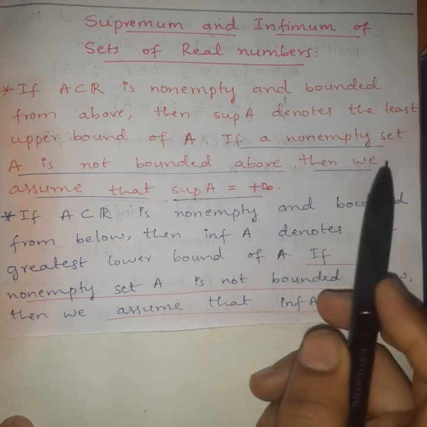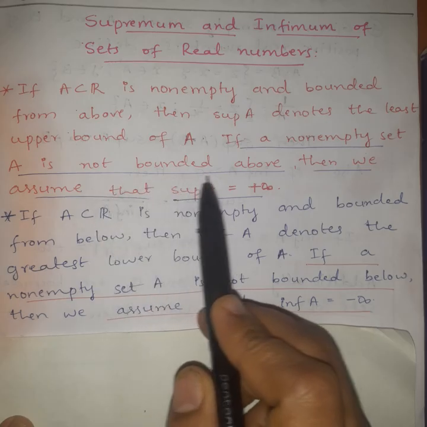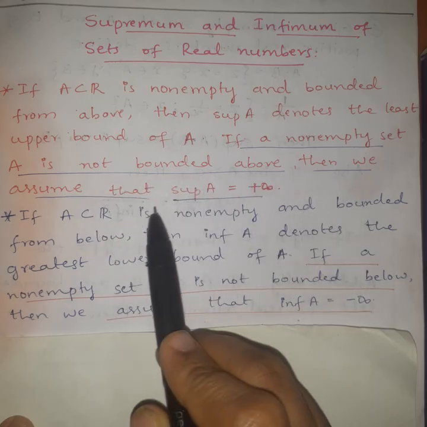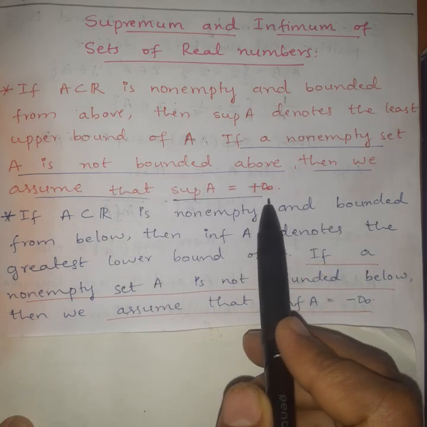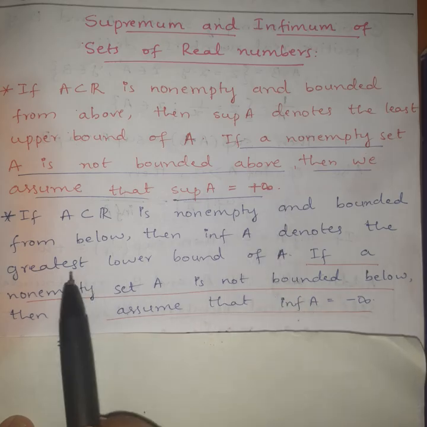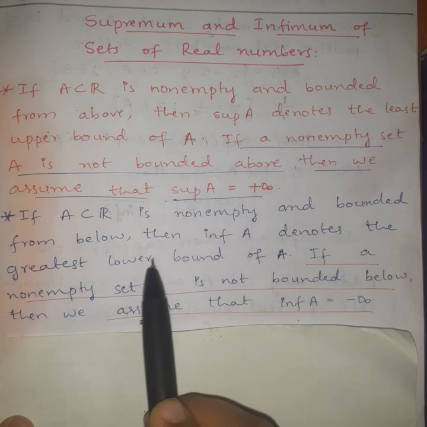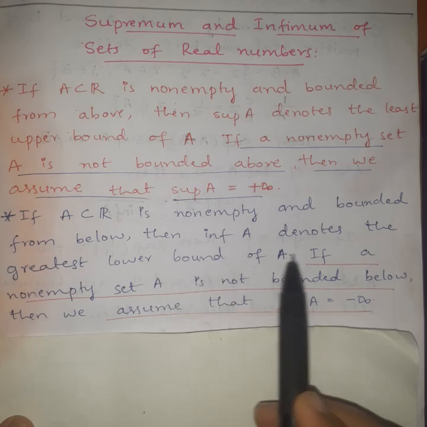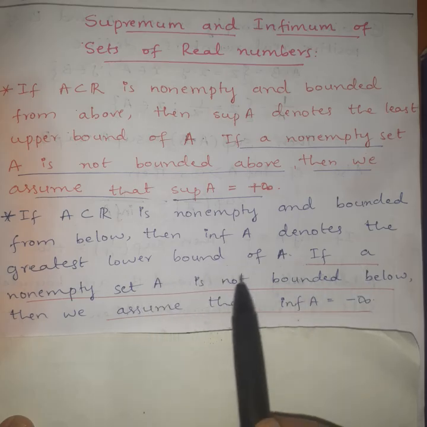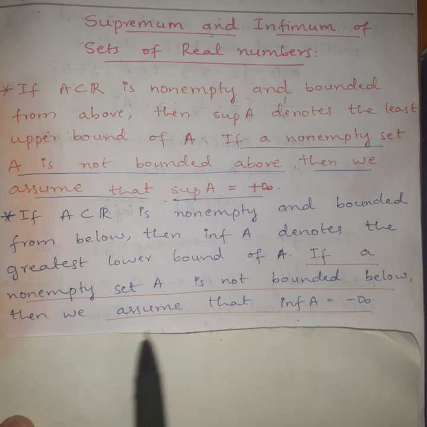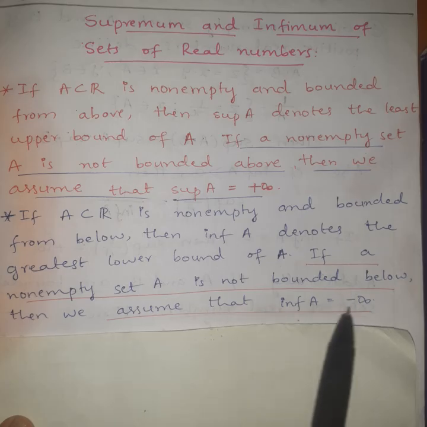If a non-empty set A is not bounded above, then we assume that supremum of A is plus infinity. If a subset of R is non-empty and bounded from below, then infimum of A denotes the greatest lower bound of A. If a non-empty set A is not bounded below, then we assume that infimum of A equals minus infinity.